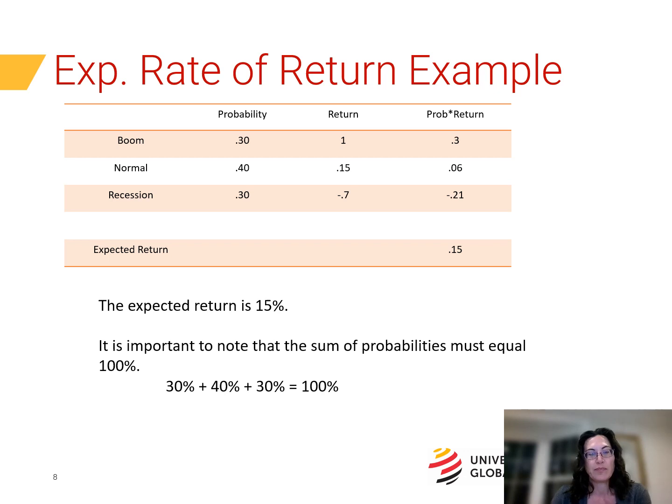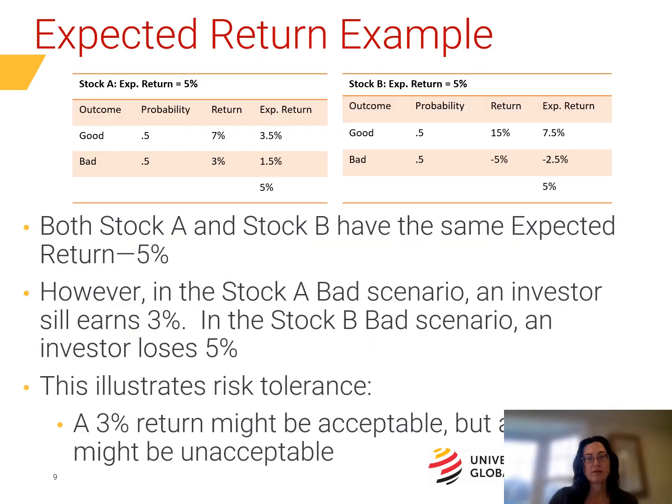Let's walk through an example. Here, there are three possible outcomes: boom, normal, and recession. Each outcome has been assigned a probability and a return. To find the expected return, we multiply the probability of an outcome times the return of the outcome. We then sum the results to determine the expected return.